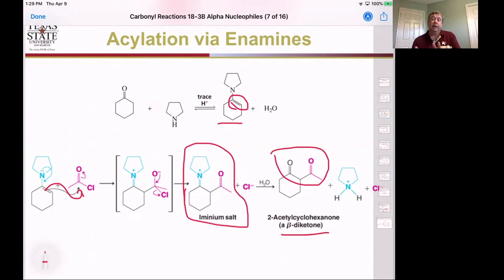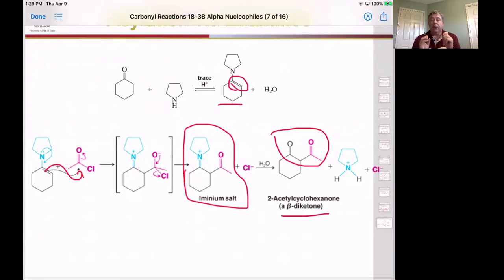Imagine making a beta dicarbonyl using an aldehyde instead, so you have an aldehyde and a ketone in the same compound. Okay, so that's the utility of making those enolate ions, using them as nucleophiles, and reacting them to form a variety of different chemical structures.